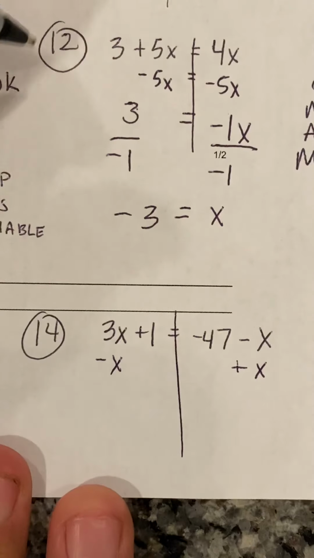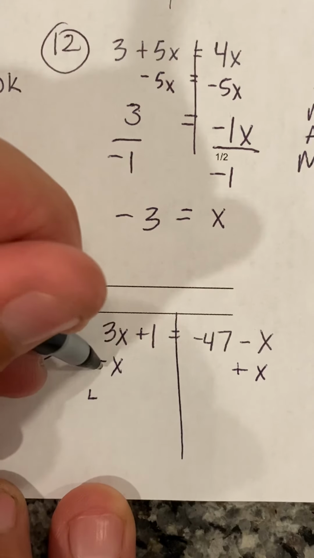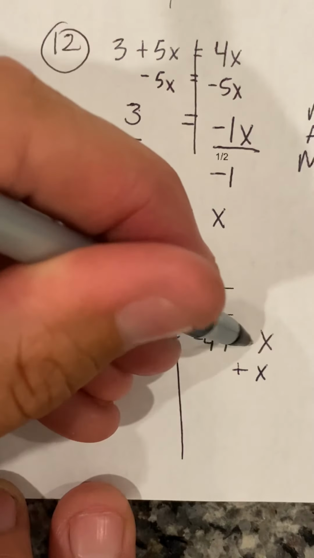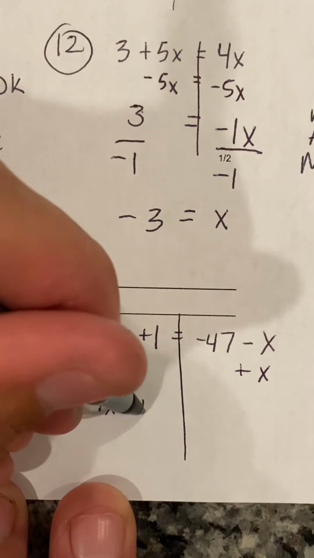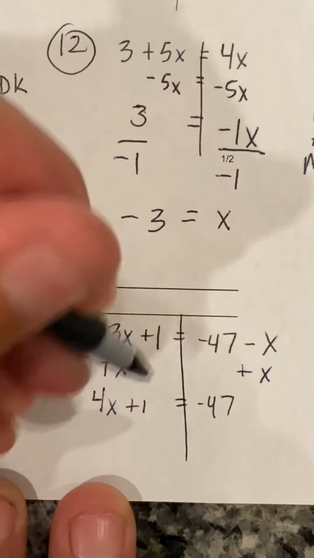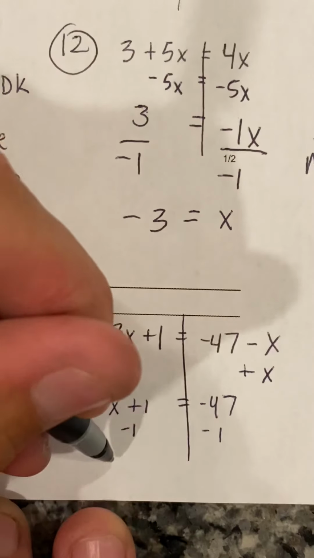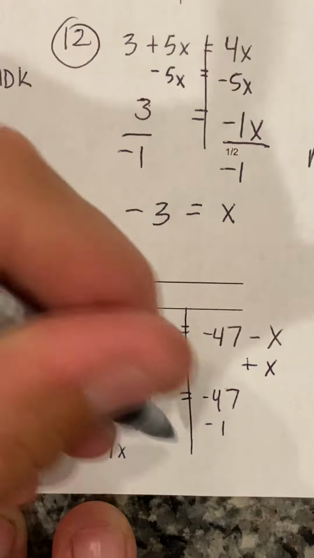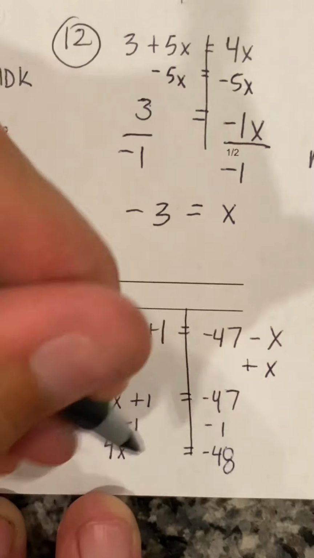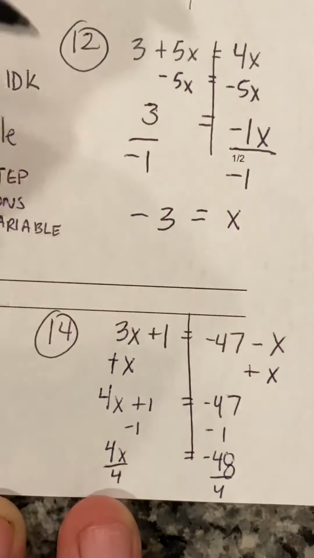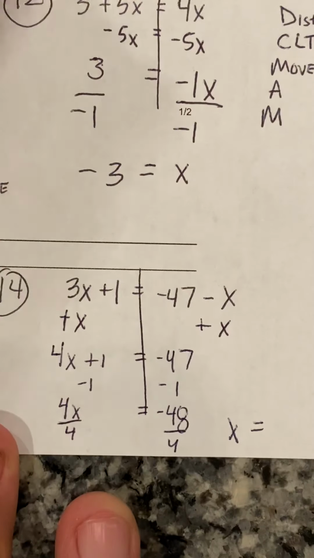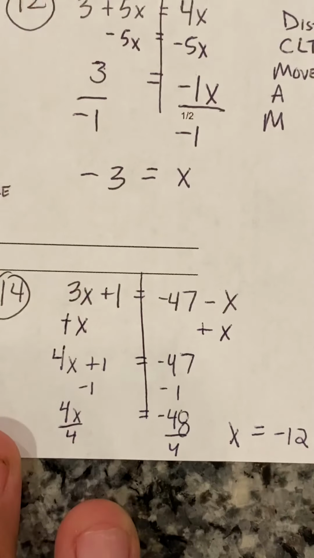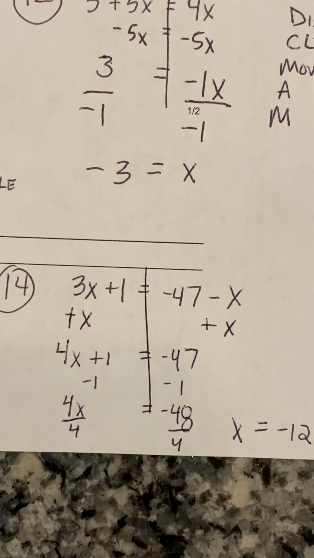Okay. So I added that x. So we add 4x plus 1, negative 47. And now I just quickly solve. 4x equals negative 48, divided by 4. I ran out of room, so x equals negative 12. Okay, and you should try to upload these in a Go format. I'll talk about that in the other video as well. So that is all.